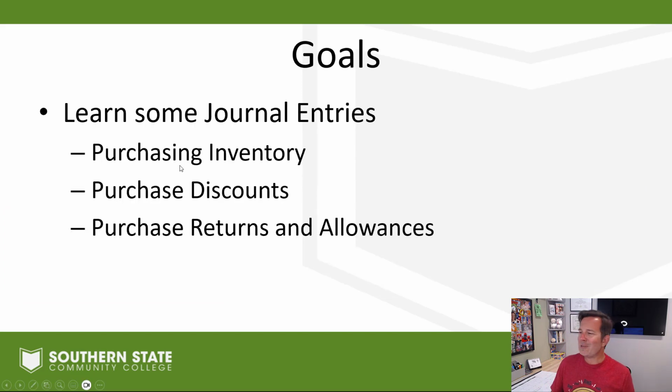Our goal, as you probably could figure out, is to learn how to do the accounting for buying inventory. We're going to talk about purchasing the inventory. We're going to talk about something called a purchase discount. And then finally, we're going to wrap up talking about purchase returns and allowances. And we're going to have journal entries to go with all of them.